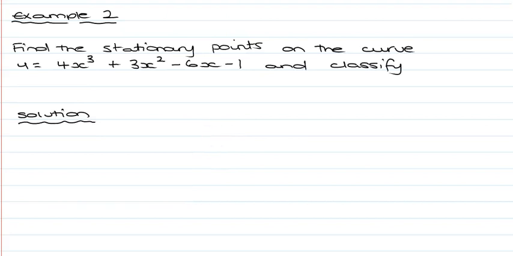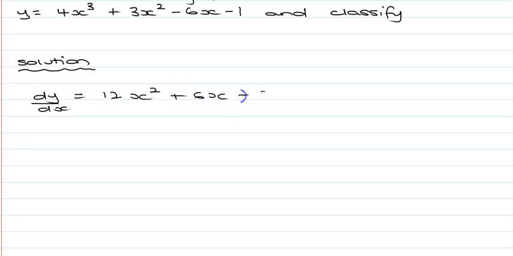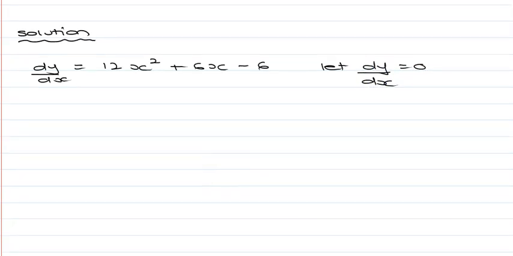Okay, example number 2. Find the stationary points on the curve y equals 4x cubed plus 3x squared minus 6x minus 1 and classify the nature of the stationary points. So let's firstly differentiate the function, because remember, differentiating finds the gradient function. So we're at 12x squared plus 6x minus 6. Now, I'm going to let dy/dx equal 0, because if the gradient is 0, that will tell me the x value of where the stationary point is.